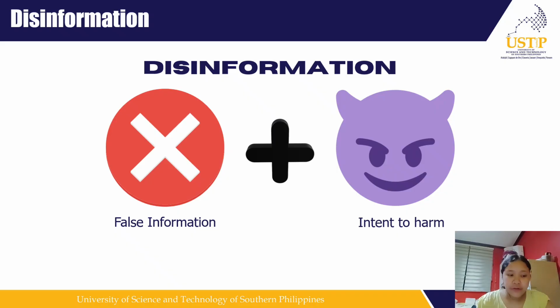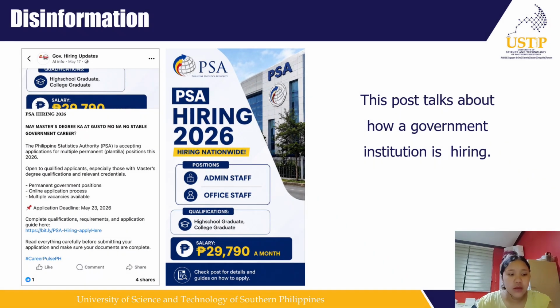So I have here an example. This post talks about how a government institution is hiring. So if you were randomly scrolling in Facebook and this appears in your newsfeed, if that were the case for many people, they may find this post believable or attractive because job opportunities are rare and when they are shared online, they can attract many attention.